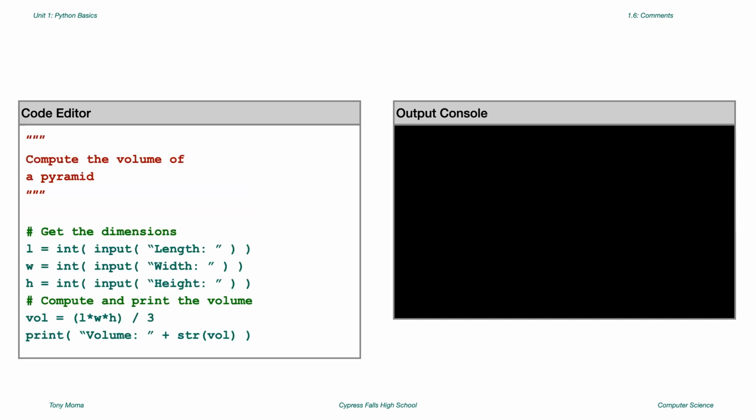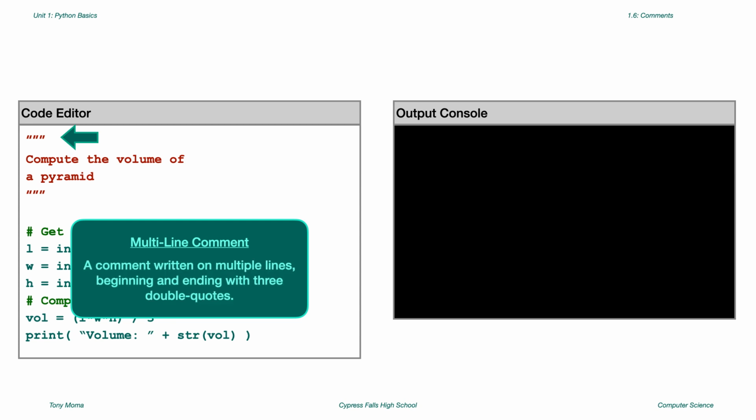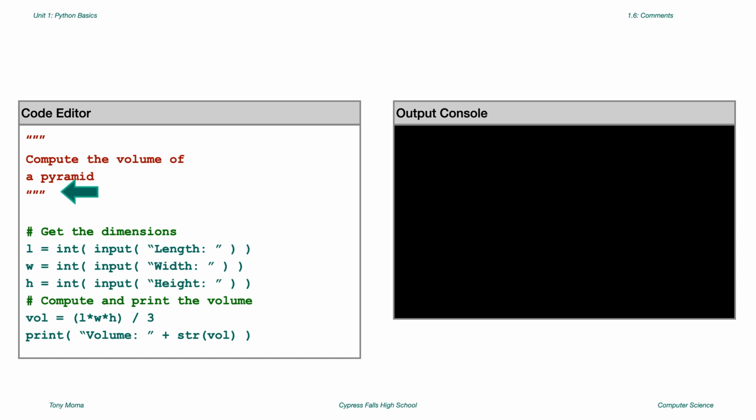Now consider this program. As you can see, it's the same program as before, but with the descriptions added to it. Let's break down just exactly what's happening. The Python interpreter starts at line 1 and encounters 3 double quotes. What this means is that it has encountered a multi-line comment, which is a comment written on multiple lines, beginning and ending with 3 double quotes. Whenever the Python interpreter encounters 3 double quotes, it knows that what comes next is not meant to be executed, but is only meant to be read by the programmer. So it begins skipping each line until it encounters another set of 3 double quotes. Once it does, it knows it has now reached the end of the multi-line comment, then proceeds to the next line.